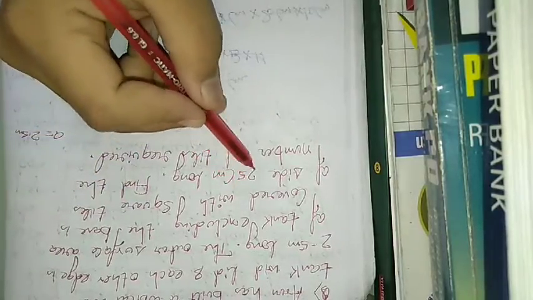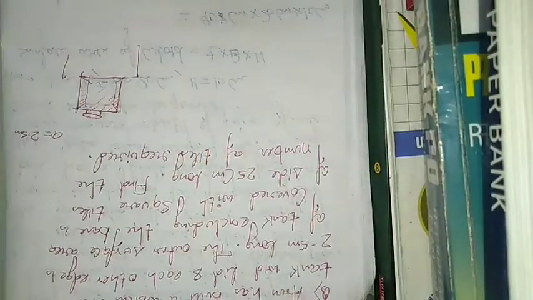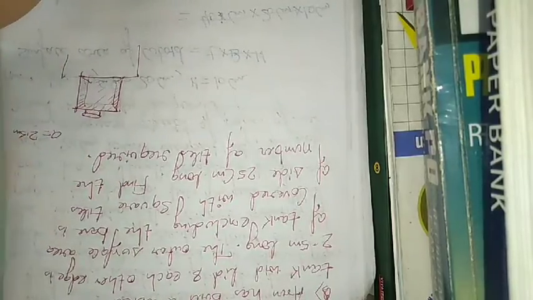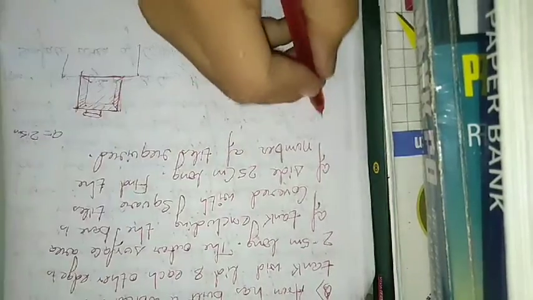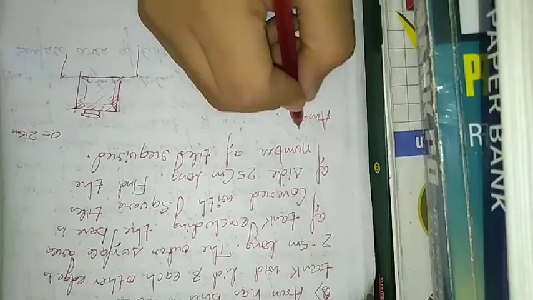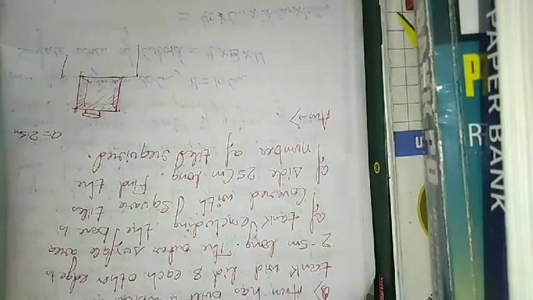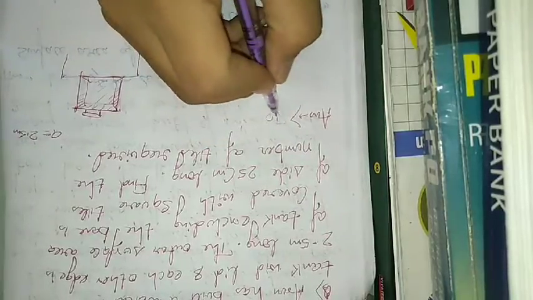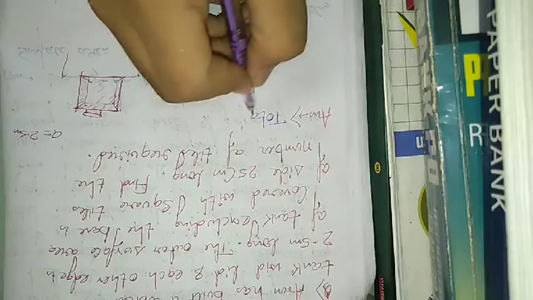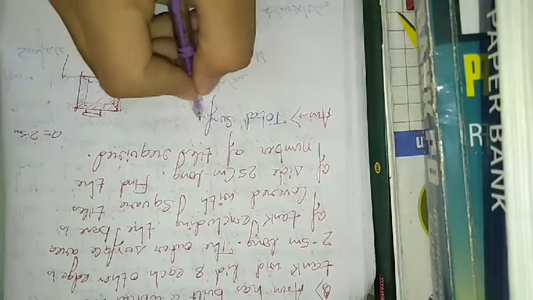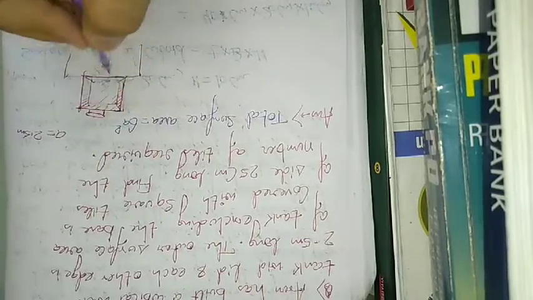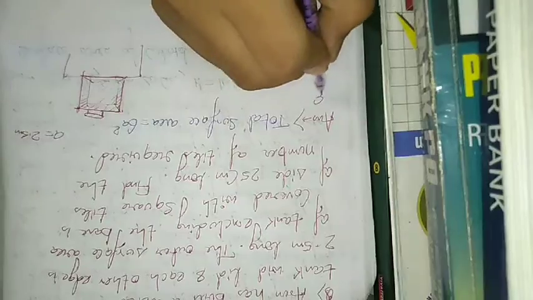Now they are saying that each tile is 25 centimeter long. Find the number of tiles required. So we first need to calculate the total area, because if we are talking about tiling we need to talk about the total surface area. The total surface area is 6a square.